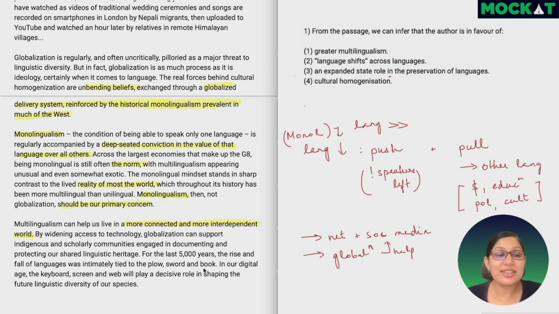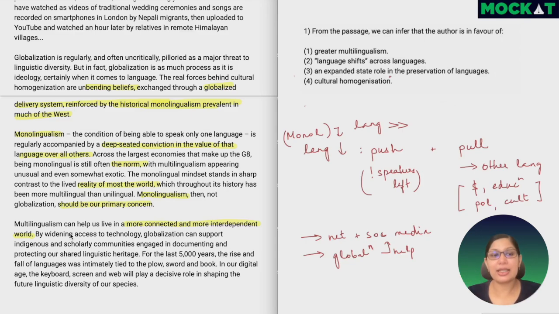For the last 5,000 years, the rise and fall of languages was intimately tied to the plough, sword, and book. In our digital age, the keyboard, screen, and web will play a decisive role in shaping the future linguistic diversity of our species. So, one thing in the beginning, multilingualism is something which is good, aside from all the things we had in the beginning about cultural traditions, medicinal plants, and all of that. It'll actually lead to a more connected and more interdependent world if more people can speak each other's language. So if somebody in the US or UK can speak an Indian language, or vice versa, just as we speak English, it would lead to a more connected and more interdependent world.